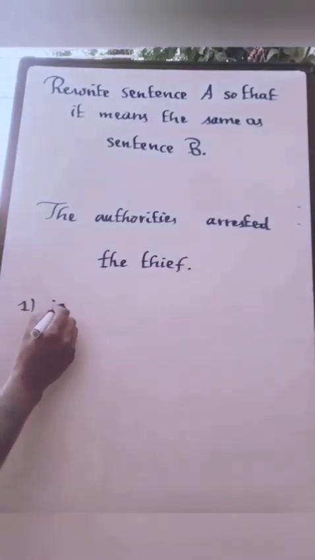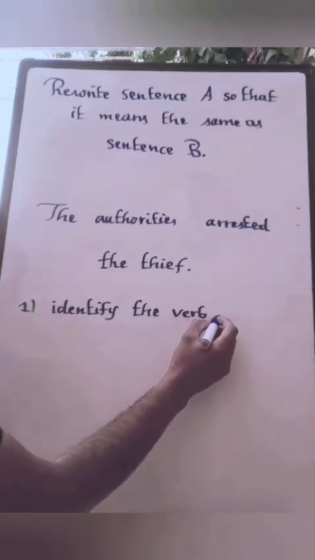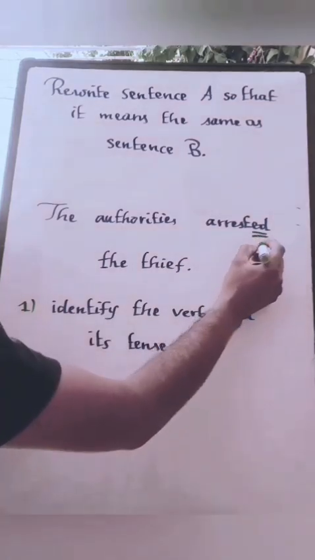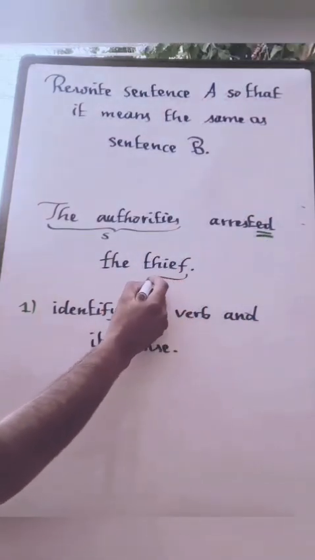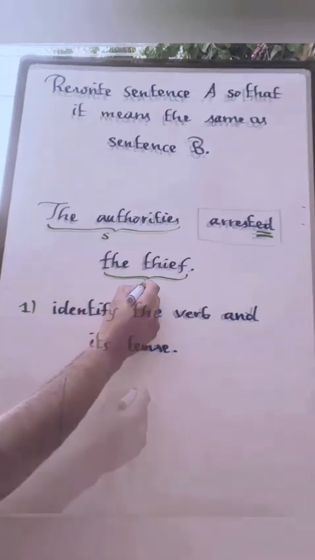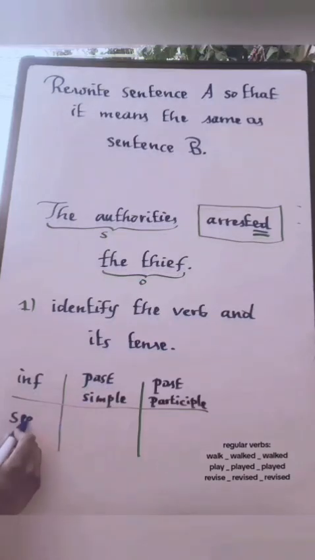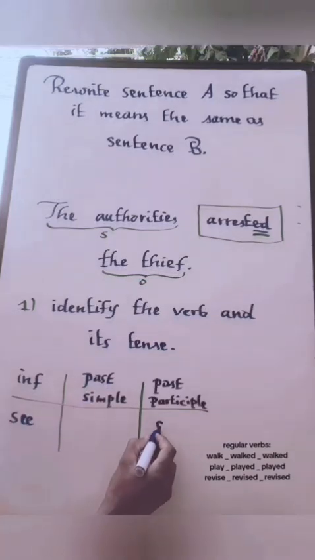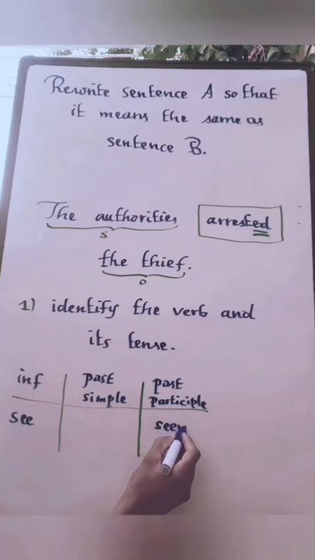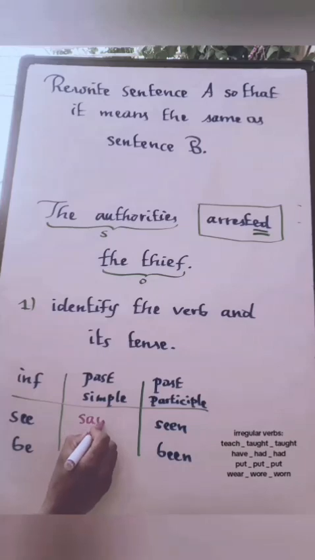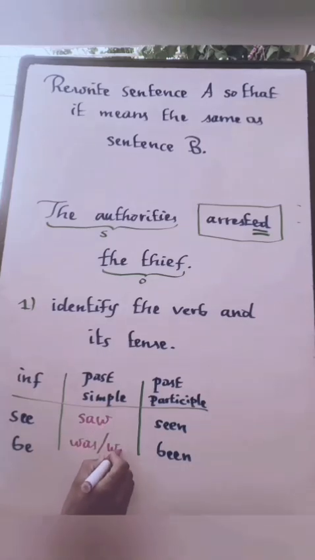To shift from active to passive, you need to go through a number of steps. These being: 1. Identify the verb and its tense. Here we have the verb to arrest. It's a regular verb. It takes -ed. For regular verbs, we add -ed at the end for both past simple and past participle. If the verb is irregular, we need to check our irregular verbs chart.